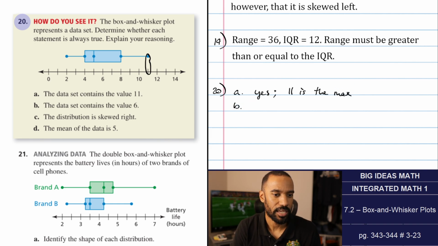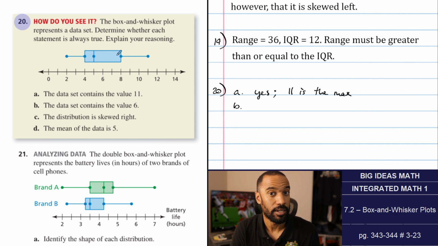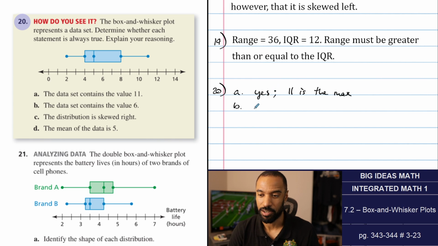Part B, the data set contains the value 6. Not necessarily. There's nothing that can guarantee. It's within the spread here. That doesn't mean 6 has to be landed on, right? It's not even part of your 5-number summary. But even then, that's not necessarily true. No.